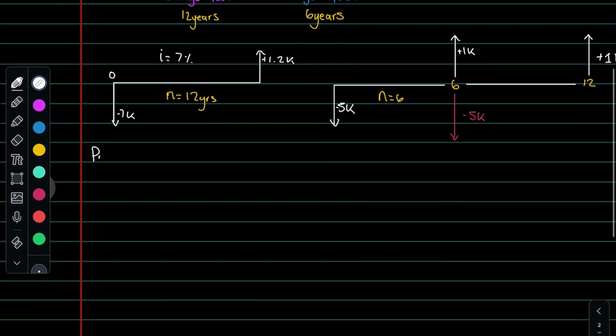So setting these two up with pump A, we're going to have $7,000 that we spend to buy it. And then we're going to gain, after 12 years, a salvage value of $1,200.